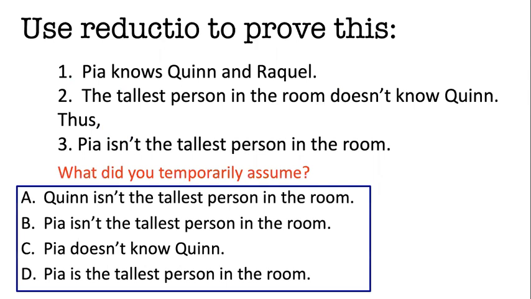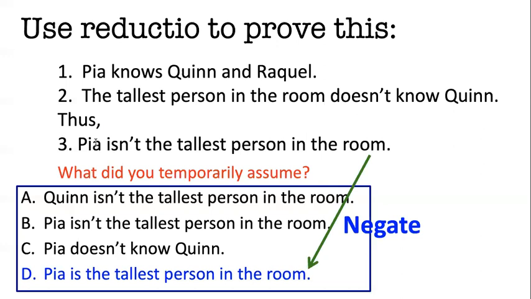Now, if you use the reductio method, you need to assume something temporarily. Let's see if you can answer this question. Is one of these things the thing you assumed for your reductio assumption? So pause your videos and tell me whether you assumed A, B, C, or D here. Okay, last chance to pause your videos. The thing you should have assumed is D.